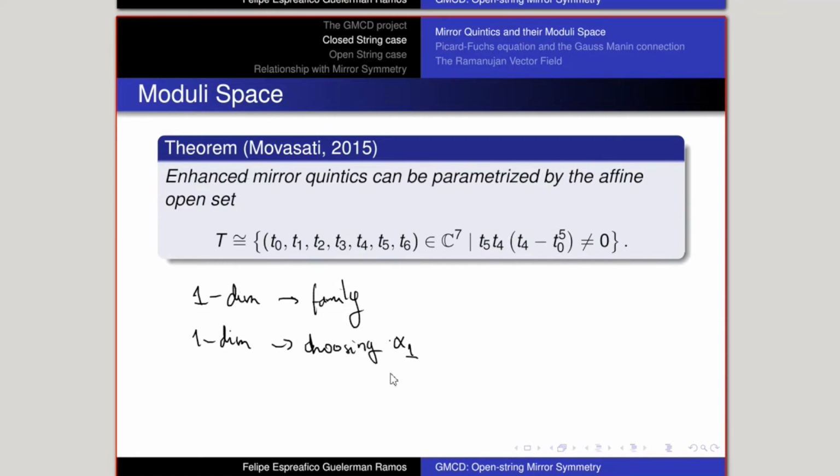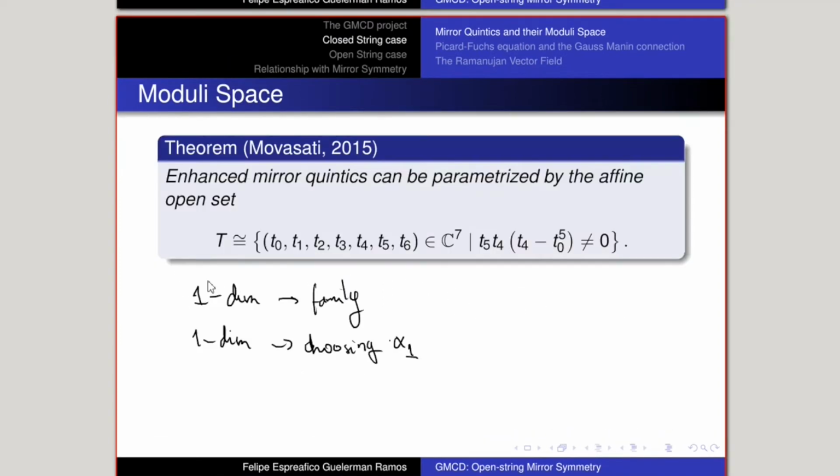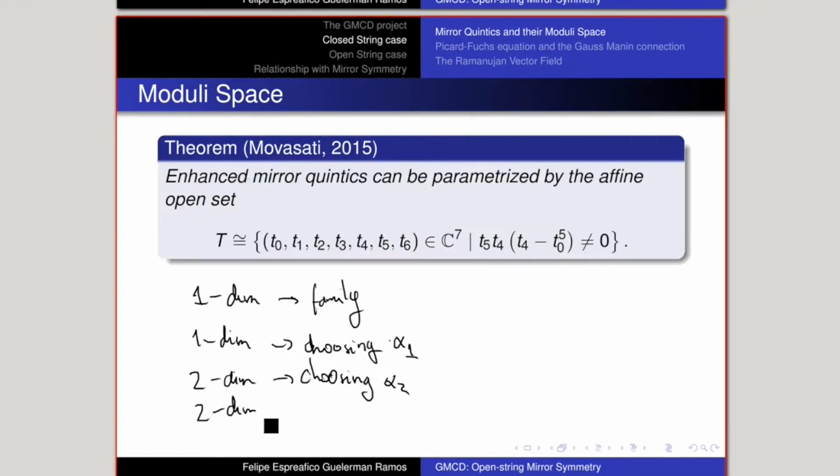Now when you choose alpha 2, you have 2 dimensions, because F3 is 1 dimension, but F2 is 2 dimensions. So you have 2 dimensions for choosing alpha 2. For choosing alpha 3 you would have 3 dimensions, but as you have the restriction that alpha 3 times alpha 2 has to be 1, again you get 2 dimensions.